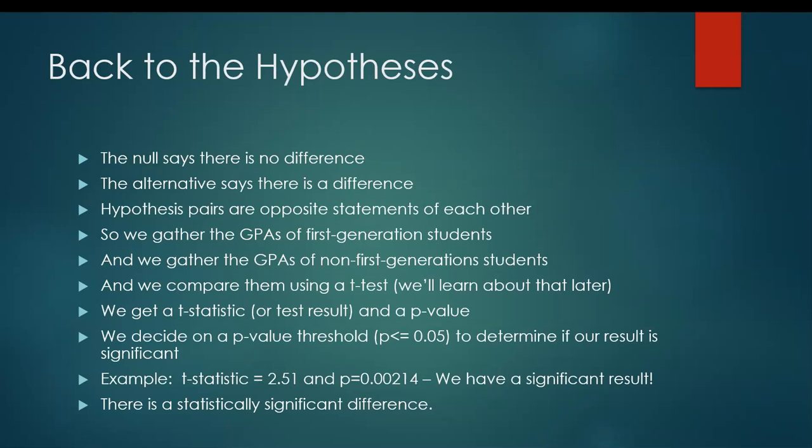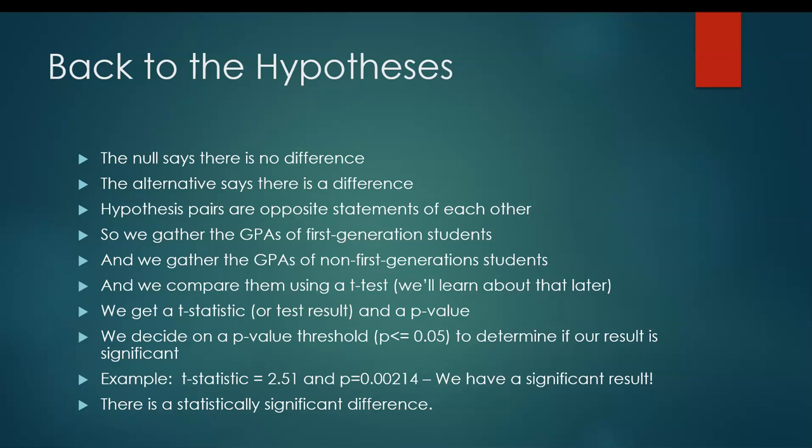So let's go back to the hypothesis. Remember, the null hypothesis said that there was no difference between first-generation GPAs and non-first-generation GPAs. The alternative said that there is a difference. The hypothesis pairs are always opposite statements of each other. So now we're going to gather the GPAs of the first-generation students, and the GPAs of the non-first-generation students, and we'll compare them using a t-test. We'll learn more about t-tests later in the class, but a t-test basically allows you to compare two groups to determine if there's a statistically significant difference in the mean values of those two groups.